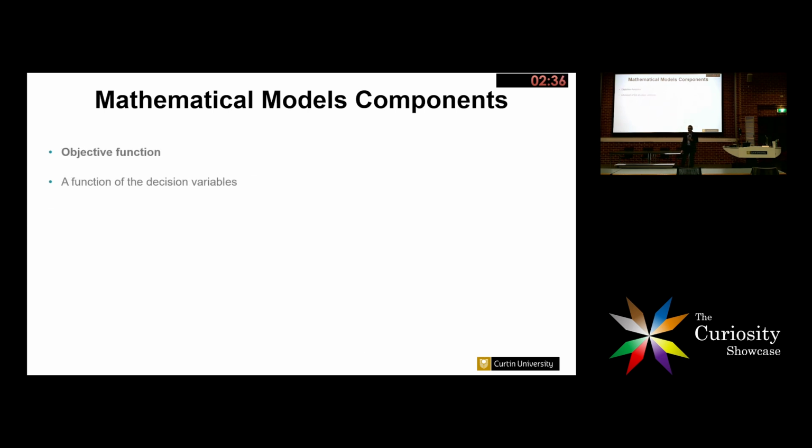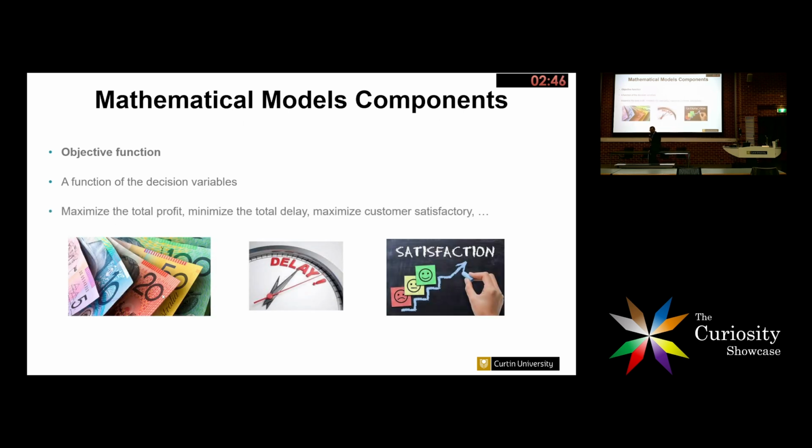The second component is objective function. Objective function is the main thing you want to optimize. And most of the time, your objective function is a function of decision variables. For example, in a company, maximizing the total profit can be the main objective function, or minimizing the total cost, or minimizing the total delay for a delivery person is very important, or maximizing customer satisfaction in service systems is very important for these kinds of companies.